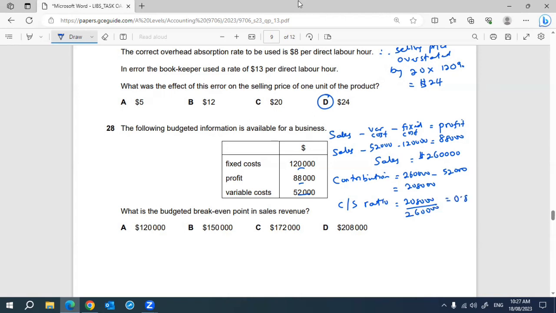Finally, if you want to work out the break-even point in sales revenue, we can use the formula, which is fixed costs over the CS ratio, both of which we know the figures for. Fixed cost was 120,000. The CS ratio was 0.8. So therefore, the answer is 150,000. So therefore, the correct answer is B.